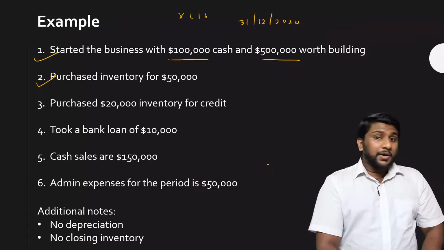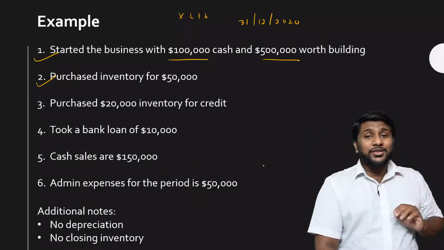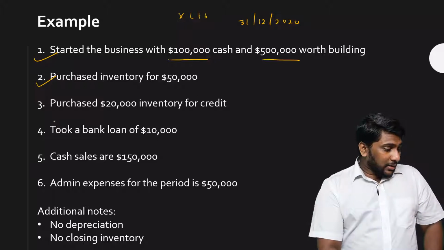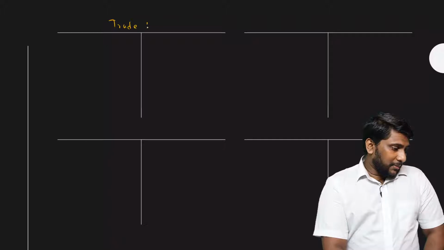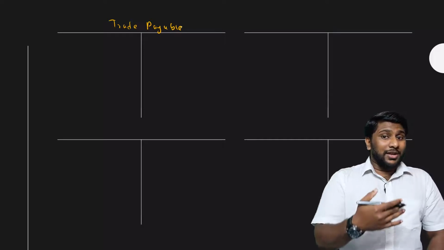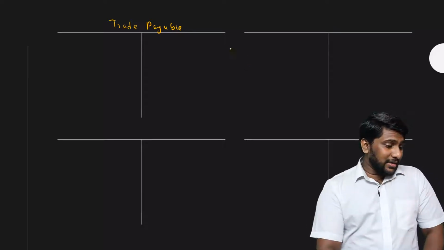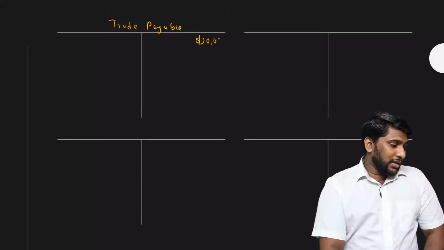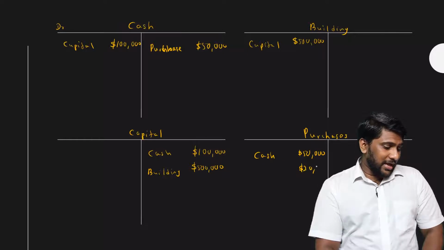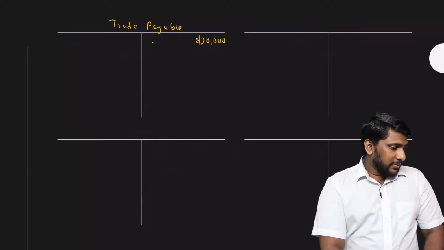Next transaction. Purchase inventory for 20,000 US dollars on credit. Now you are purchasing inventory on credit, so it is a credit purchase. So it will lead to a trade payable. Trade payable, you will have to settle that 20,000 in the future. So it is a liability. Liability increases. It is a credit record. So here it is 20,000. You are purchasing inventory. Purchases are expenses, so that is there on the debit side, 20,000. So here I will write trade payable, and here I will write purchases.